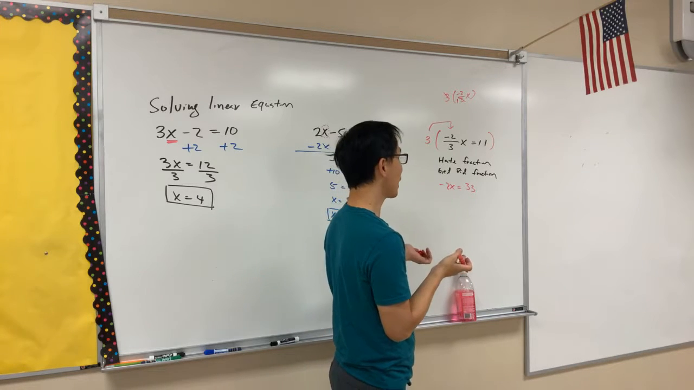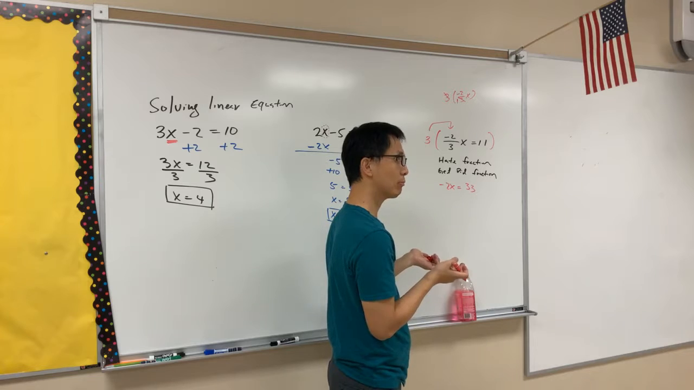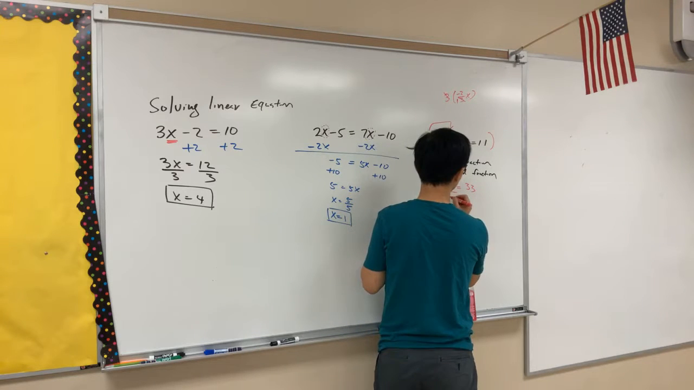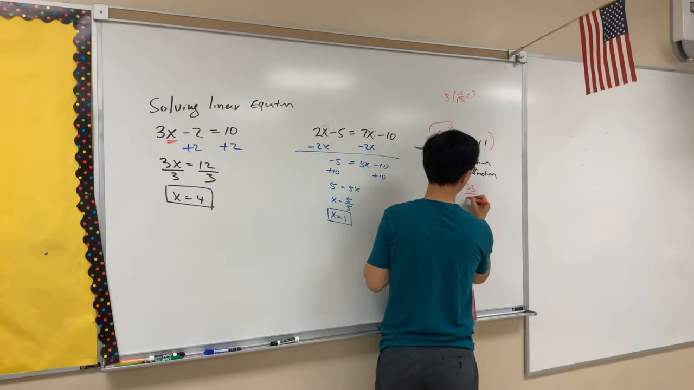Am I solving for negative 2x? No, I'm solving for what? X. So I need to divide by negative 2. So my answer is going to be 33 over negative 2.